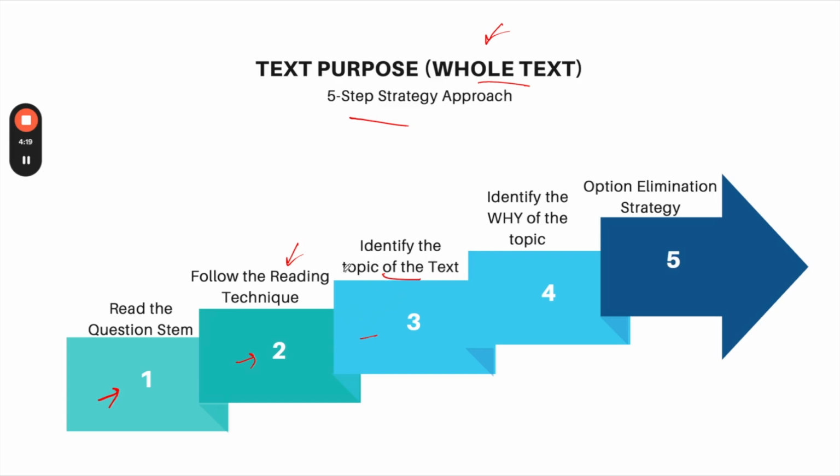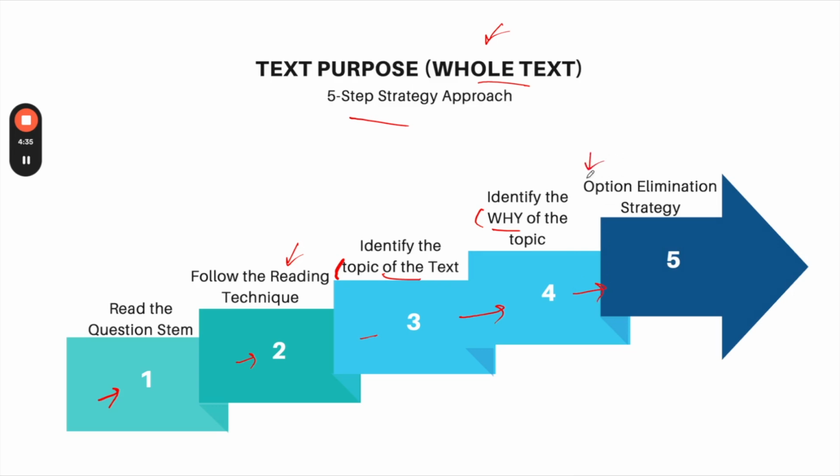When you're done identifying the topic, you will move on to the fourth step, that is the why of the topic. Why is the author discussing that topic? It's a very simple question. Why is he talking about it? And when you identify the why, you will move on to the option elimination stage.